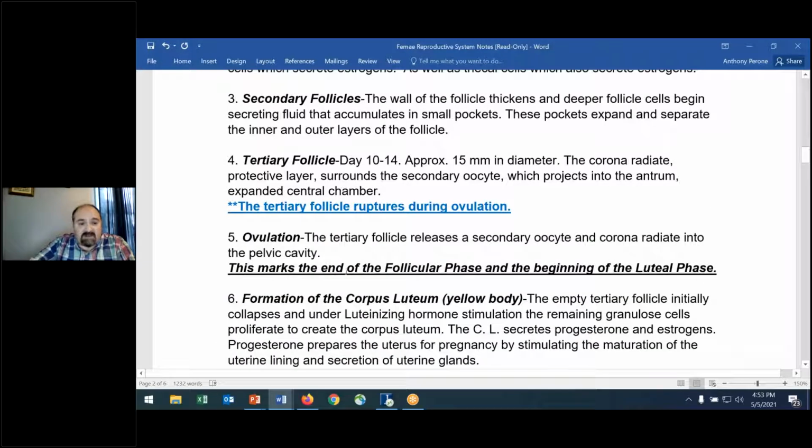And so really this marks the end of ovulation, the end of the follicular phase and the beginning of the luteal phase. So how do you remember this? You remember that the follicle is what helps develop a mature egg and release it upon ovulation, when the spike of luteinizing hormone takes place.